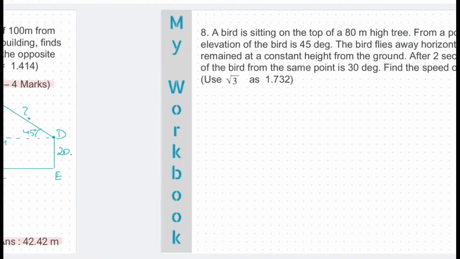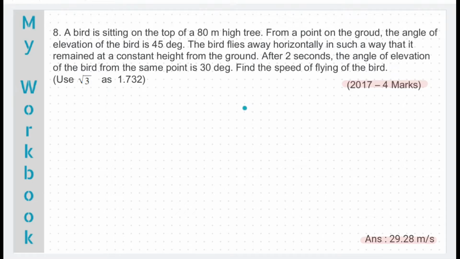Let's go on to the next sum. Question number 8. This is again a 4-mark question from the 2017 board exam. A bird is sitting on top of an 80-meter high tree. From a point on the ground, the angle of elevation of the bird is 45 degrees. The bird flies horizontally in such a way that it remained at a constant height from the ground. After 2 seconds, the angle of elevation of the bird from the same point is 30 degrees. Find the speed of the flying bird.